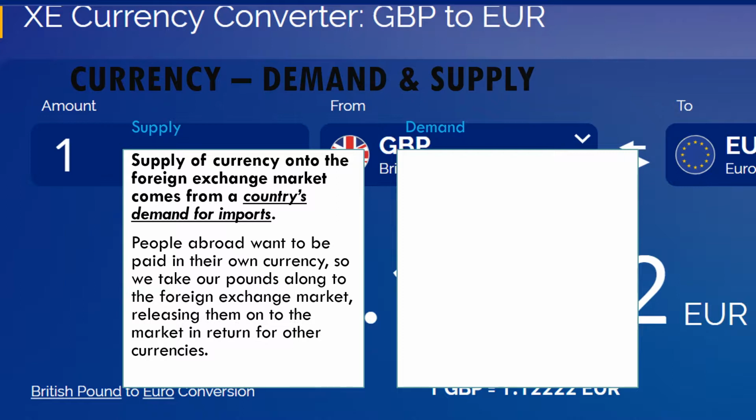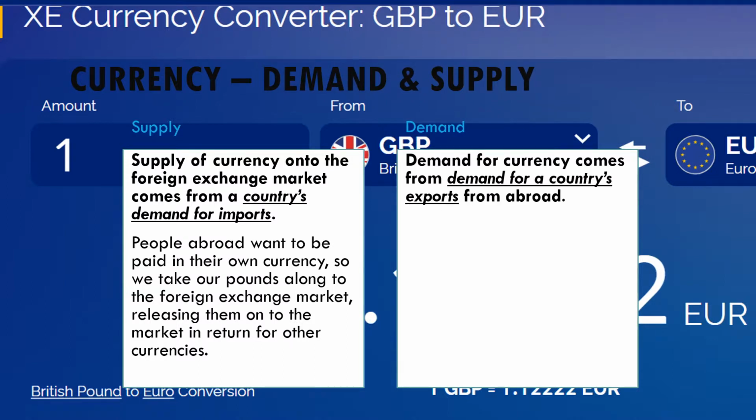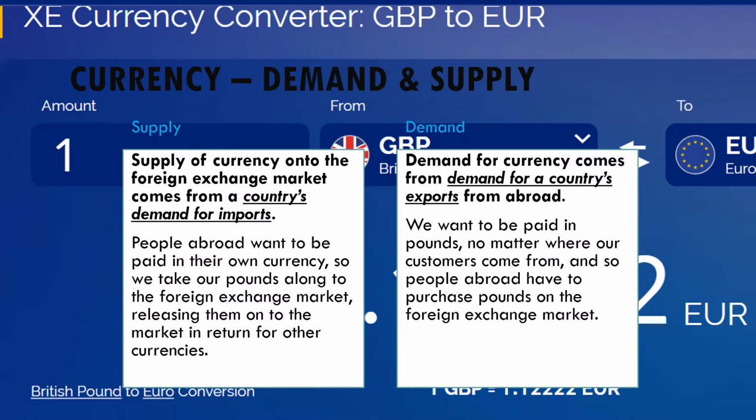In turn, where does the demand for currency come from? Where would the demand for pounds come from? Well, demand for pounds would come from people abroad who want to buy UK exports. If they want to buy something from me in the UK, they need to pay me in pounds. So they need to buy pounds. So there's an increase in demand for pounds. And so obviously we've been looking at this from a UK perspective.